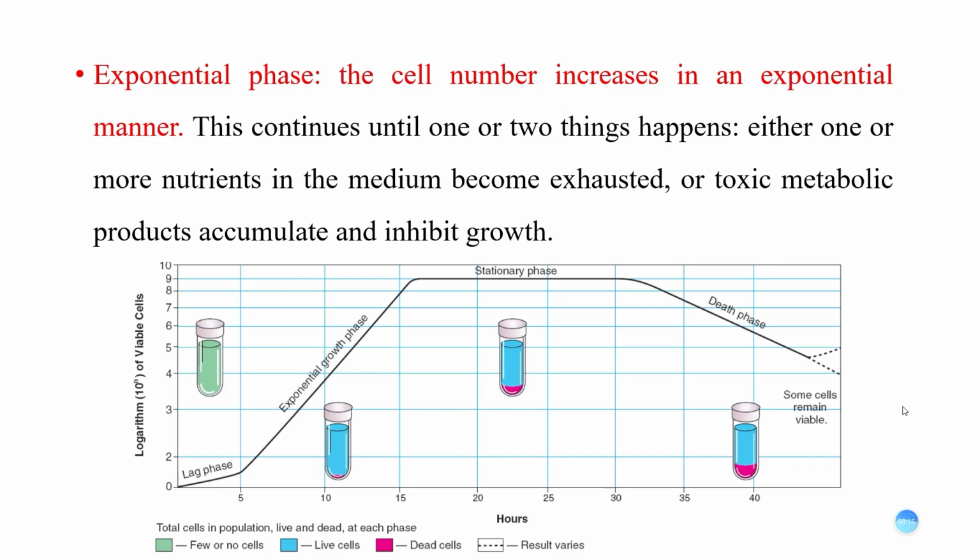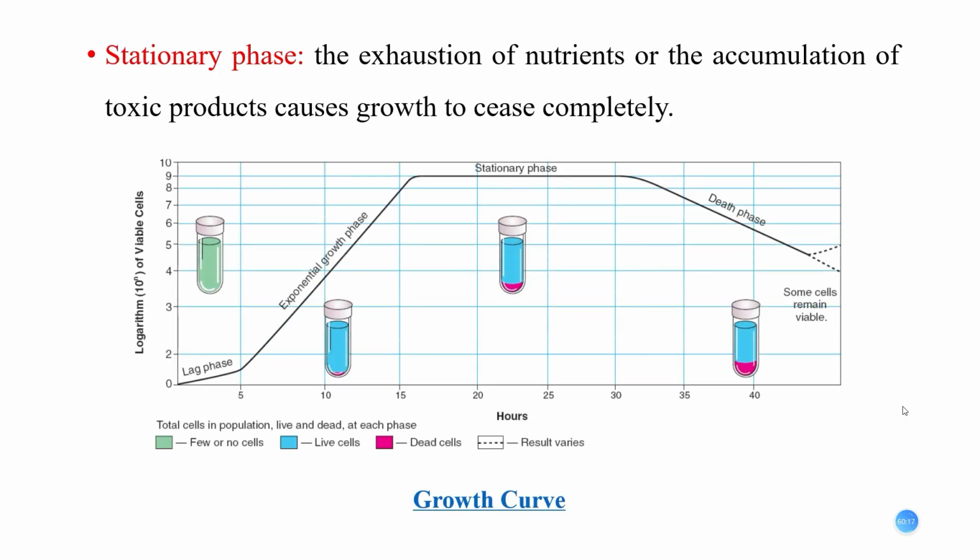In the stationary phase, the exhaustion of nutrients or the accumulation of toxic products causes the growth to cease completely. So for some time, some period here, there is no increase of viable cell. If you count the viable cell number, it will keep stable for some period of time, this stationary phase.